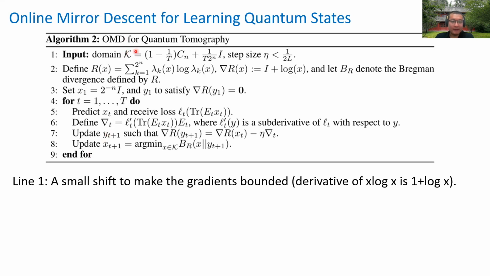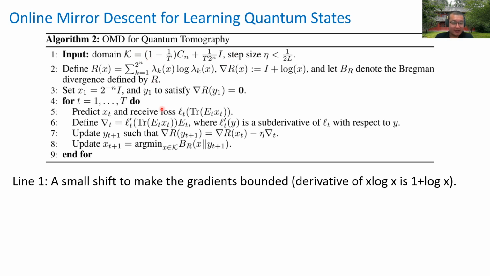In line 1 here, you see there is a little bit of a shift. It is not the original set of quantum density matrices. We want to make a little shift because for the von Neumann entropy we need to talk about the logarithm. Especially after the gradient, we have identity plus log X. If we are not careful enough and it goes to 0, this is going to give you something unbounded, which we really do not want. So we make a small shift to the problem to make sure that we have an upper bound for the Bregman divergence.